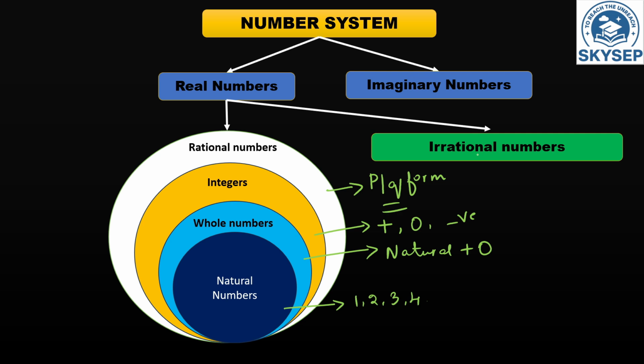We are coming to the next concept, irrational numbers. What are the irrational numbers? Numbers which are not in the p by q format are called irrational numbers. So all these rational numbers, irrational numbers, and integers, whole numbers, all these concepts come under the term real numbers. So what is the title of our chapter then? Real numbers. Real numbers means these numbers contain all these rational numbers, irrational numbers, integers, whole numbers, natural numbers.